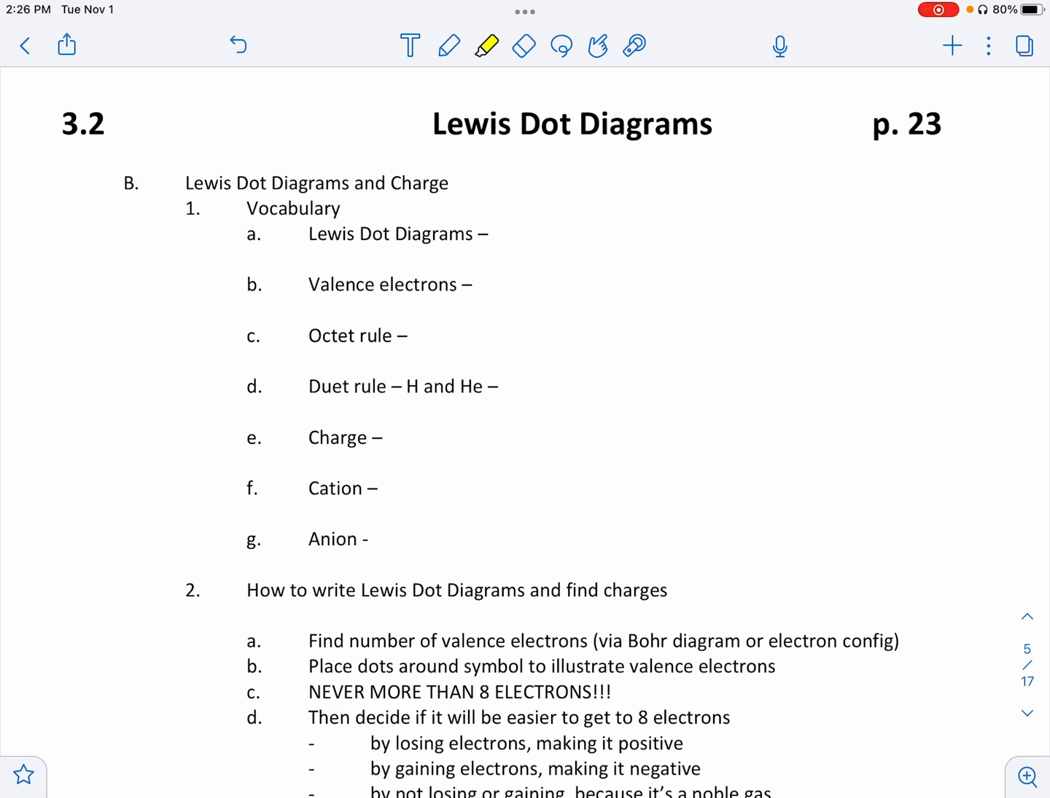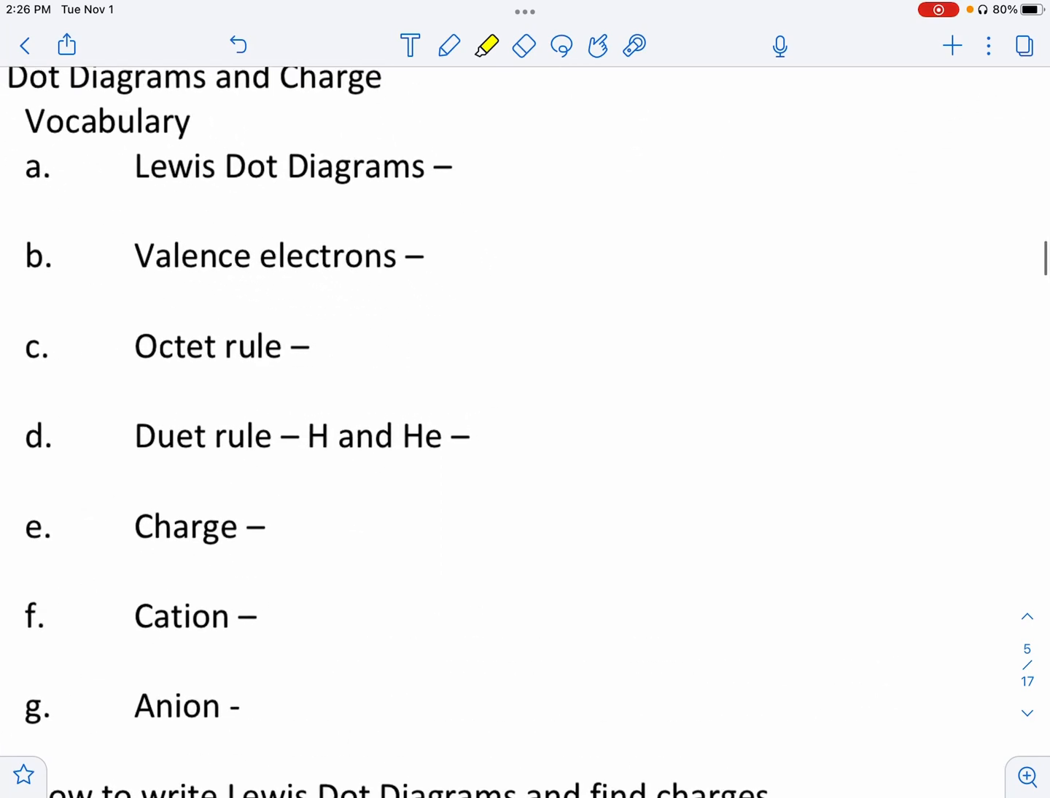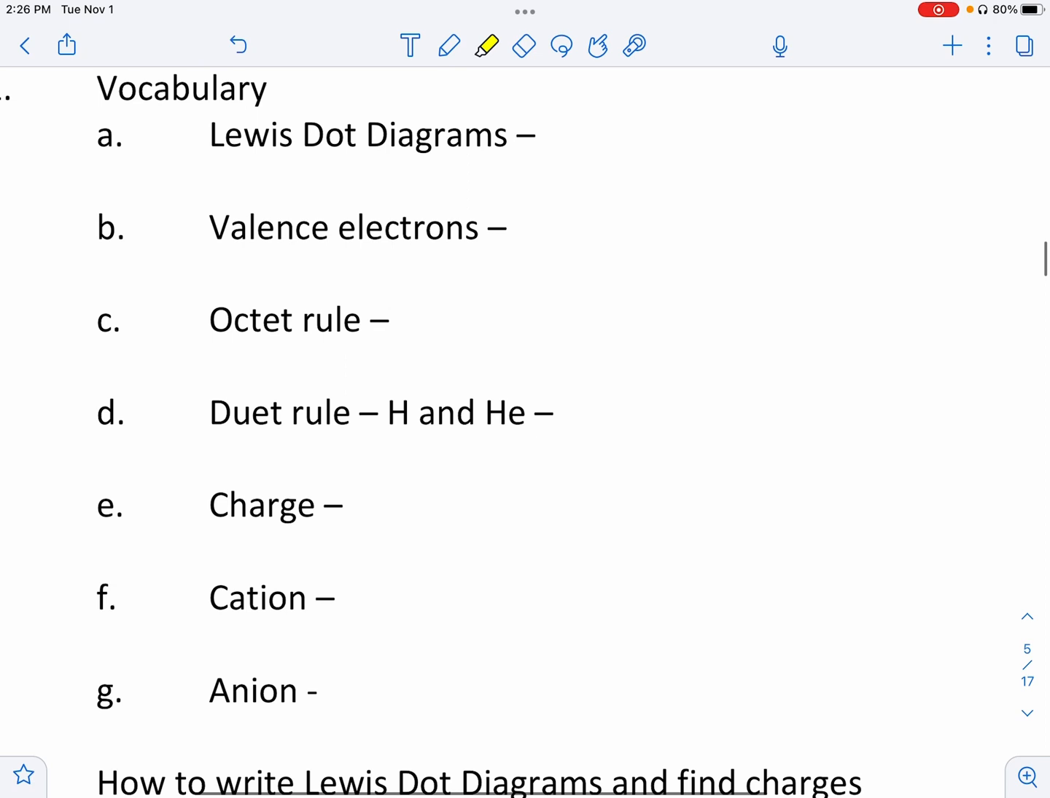So now we're going to take our Bohr diagrams and go one step further and we're going to use Lewis dots. This should actually shorten our process, but let's see what we got here. So we're going to start with our definition of Lewis dot diagrams. A Lewis dot diagram uses dots to illustrate or to show or model valence electrons. And if you remember from yesterday or the day before or whenever you took notes over Bohr models, valence electrons are outer energy electrons.